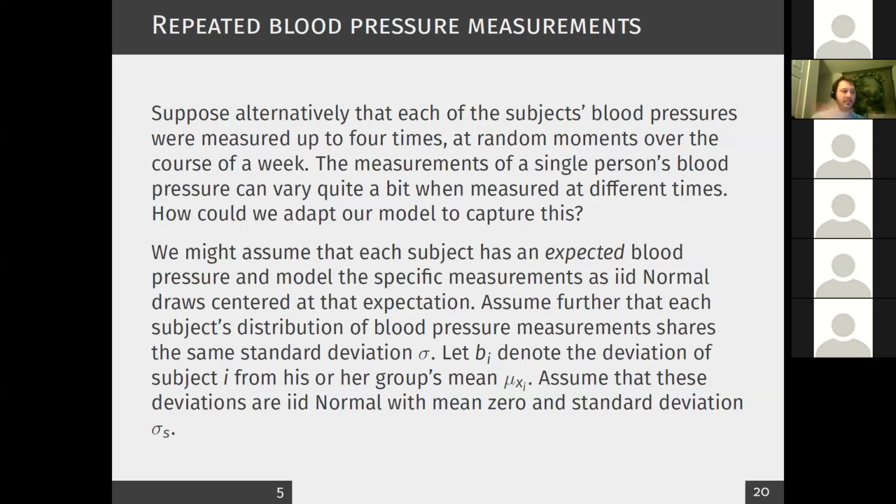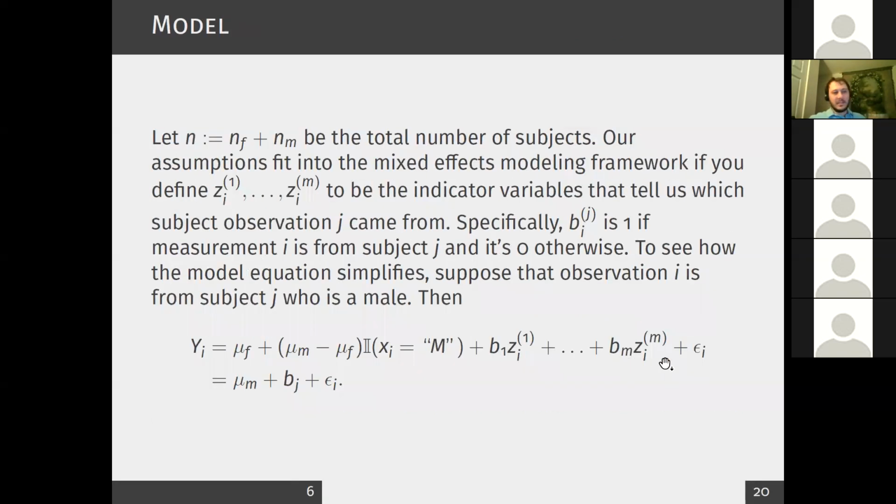Like I said, you take someone's blood pressure in the morning, you take it in the afternoon, and it may vary by 10 points. I actually don't know what the units of blood pressure are. So, let's see if there's anything else on this slide. Okay, so this can be modeled by mixed effects modeling.